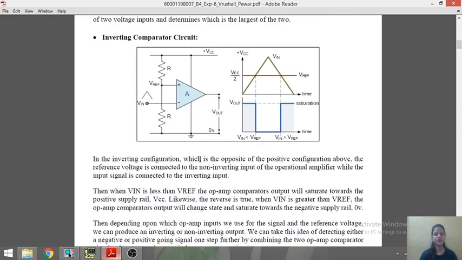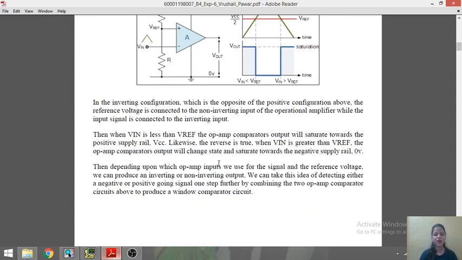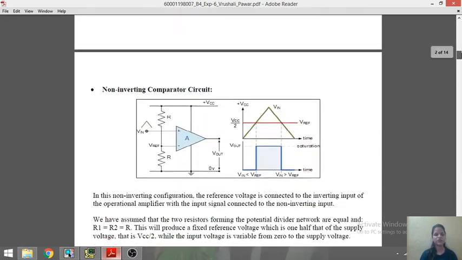In the inverting configuration, which is opposite to the positive configuration above, the reference voltage is connected to the non-inverting terminal and the Vin is connected to the inverting terminal. When the Vin is less than Vref, the op-amp comparator output will saturate towards the positive supply, and when the Vin is greater than the Vref, then the output will change state and saturate towards the negative supply. Here you can see in this waveform. So depending upon which op-amp input we use for the signal and the reference voltage, we can produce either an inverting or non-inverting output. So next is the non-inverting comparator.